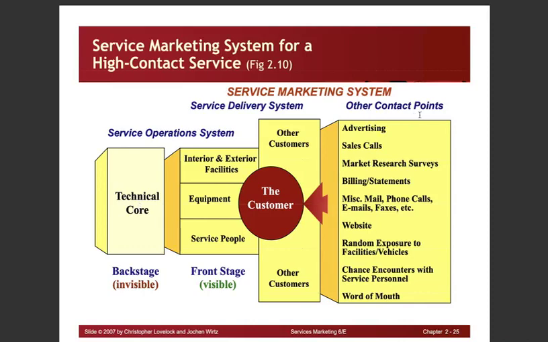Then other contact points will be advertising. They offer you promotions or new banking programs, sales calls, market research surveys, somebody calling you and offering you the new program. Billing statements: they give you billing statements through emails or mail. Then the website with much information about the bank, and random exposure to facilities and vehicles. For example, sometimes they also offer you other programs, chance encounters with service personnel, and they have, for example, a customer catering system, and word of mouth, of course.